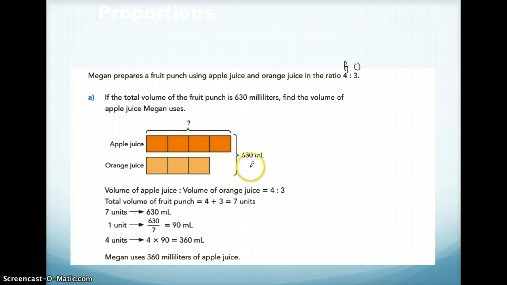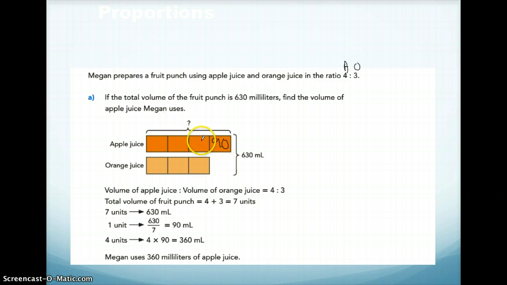So this is how we find what each unit is. The volume of apple juice to the volume of orange juice is 4 to 3, so we know the total volume is 7 units, right, as shown in the bar model. So 7 units is equal to 630. So therefore, if we divide by 7, because there's 7 pieces, then each one of these units is going to be worth 90 milliliters.